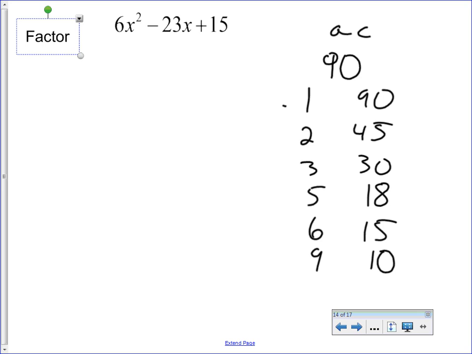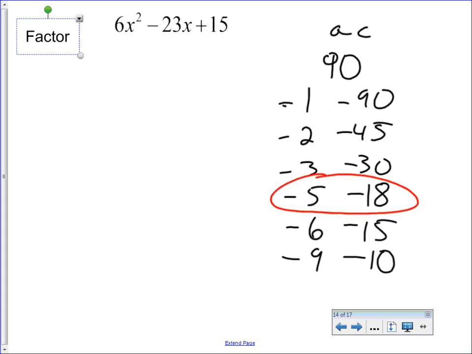Now, the key here is that they add up to a negative number, but they multiply together to give me a positive. And that means both numbers have to be negative. And then we look for the pair that adds up to negative 13.